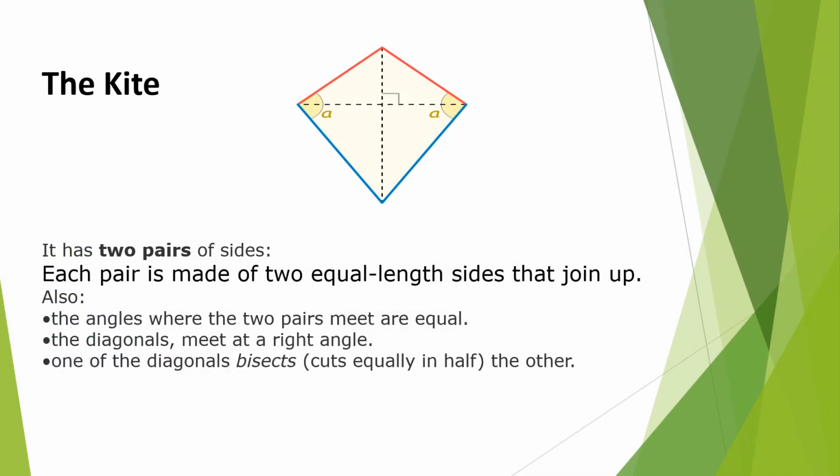Children, now let us know about the kite. See, it has 2 pairs of sides which are of equal measure. See here, each pair is made up of 2 equal length sides that join up. Children, here in this figure you can observe the kite. See here 2 pairs of sides are of equal measures.